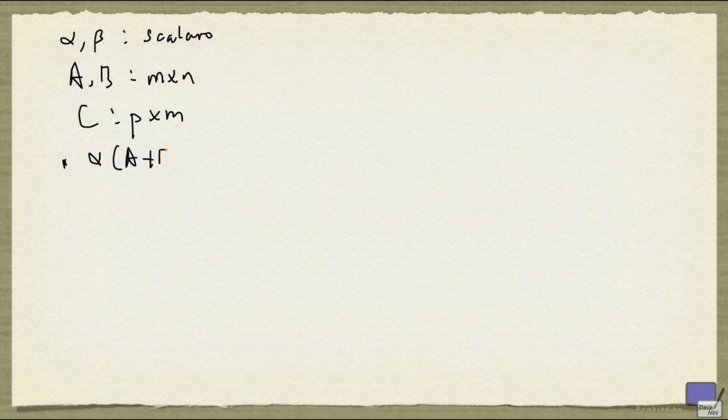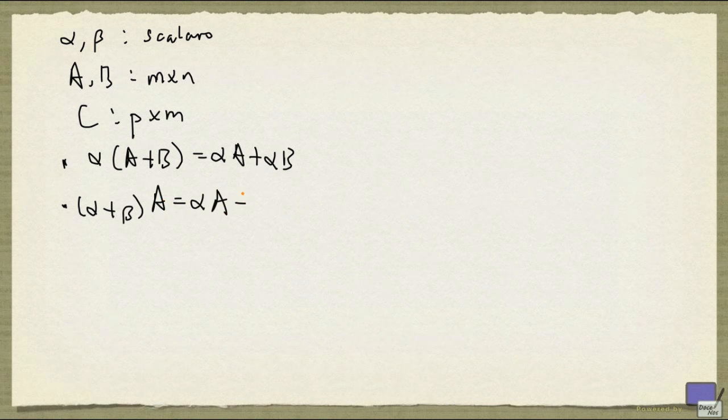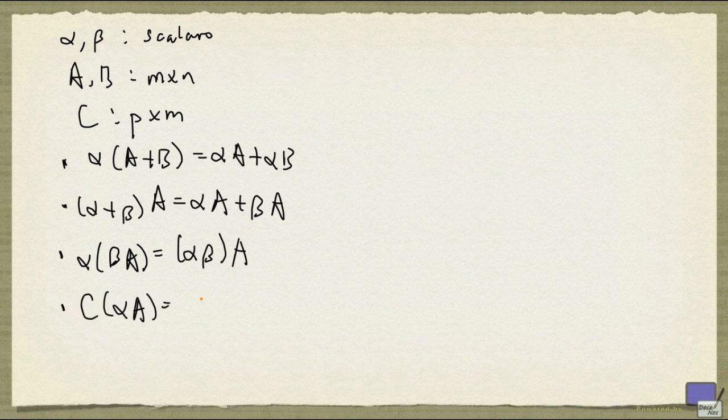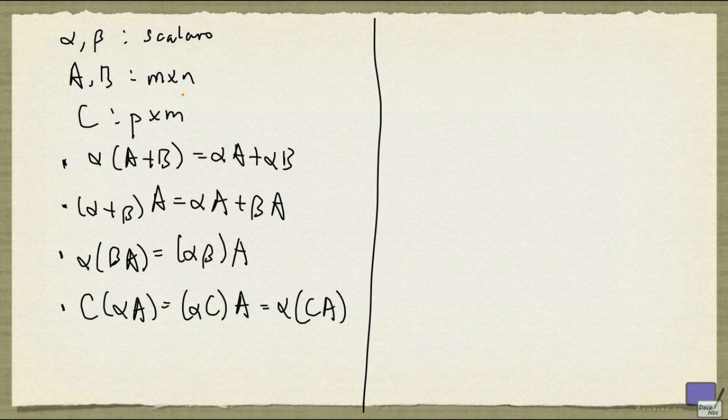So alpha times (A plus B) is the same as alpha times A plus alpha times B. (Alpha plus beta) times A is the same as alpha times A plus beta times A. Alpha times (beta times A) is the same as (alpha times beta) times A. And C times (alpha times A) is the same as alpha times (C times A), and that's the same as alpha times (C times A). So those properties allow us to do a lot of simplification in matrix computations.